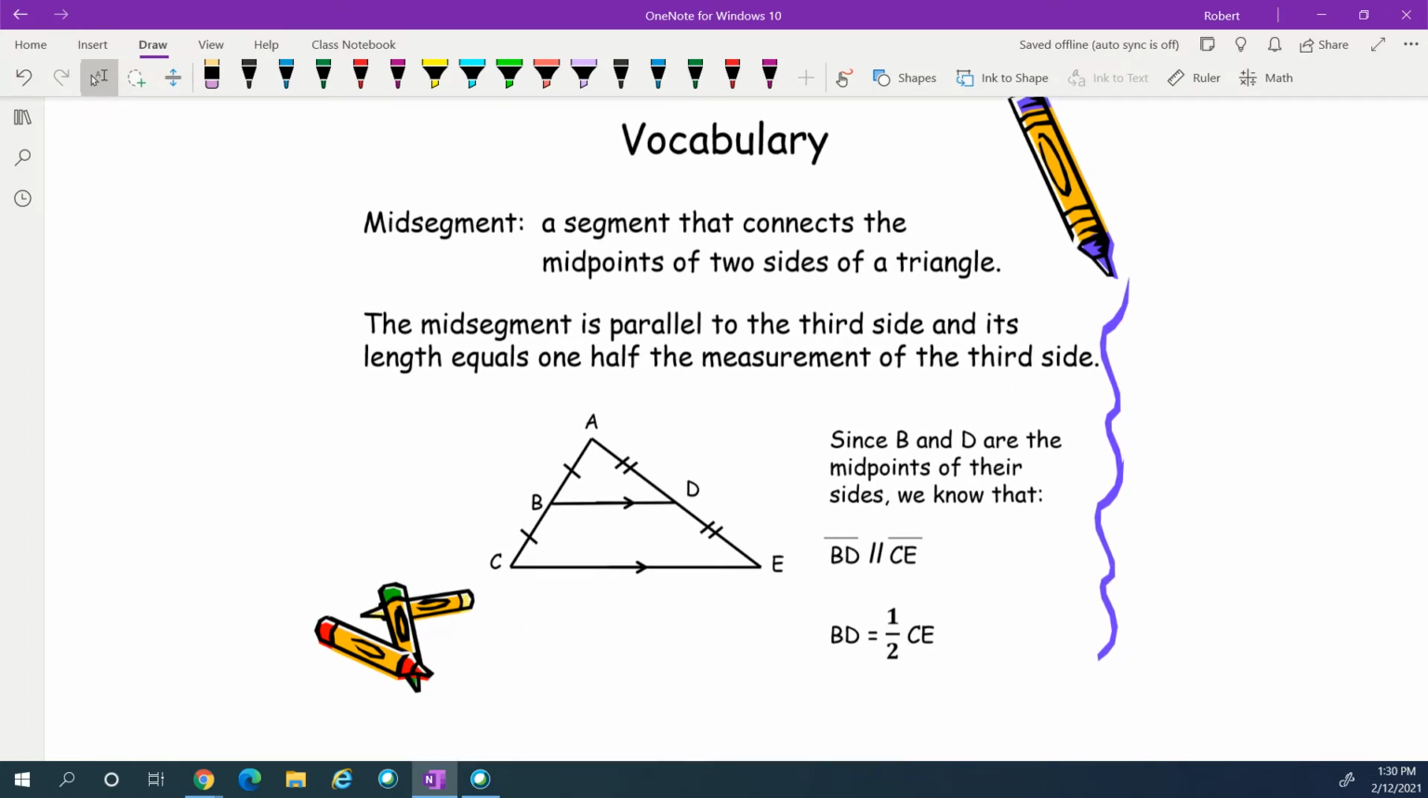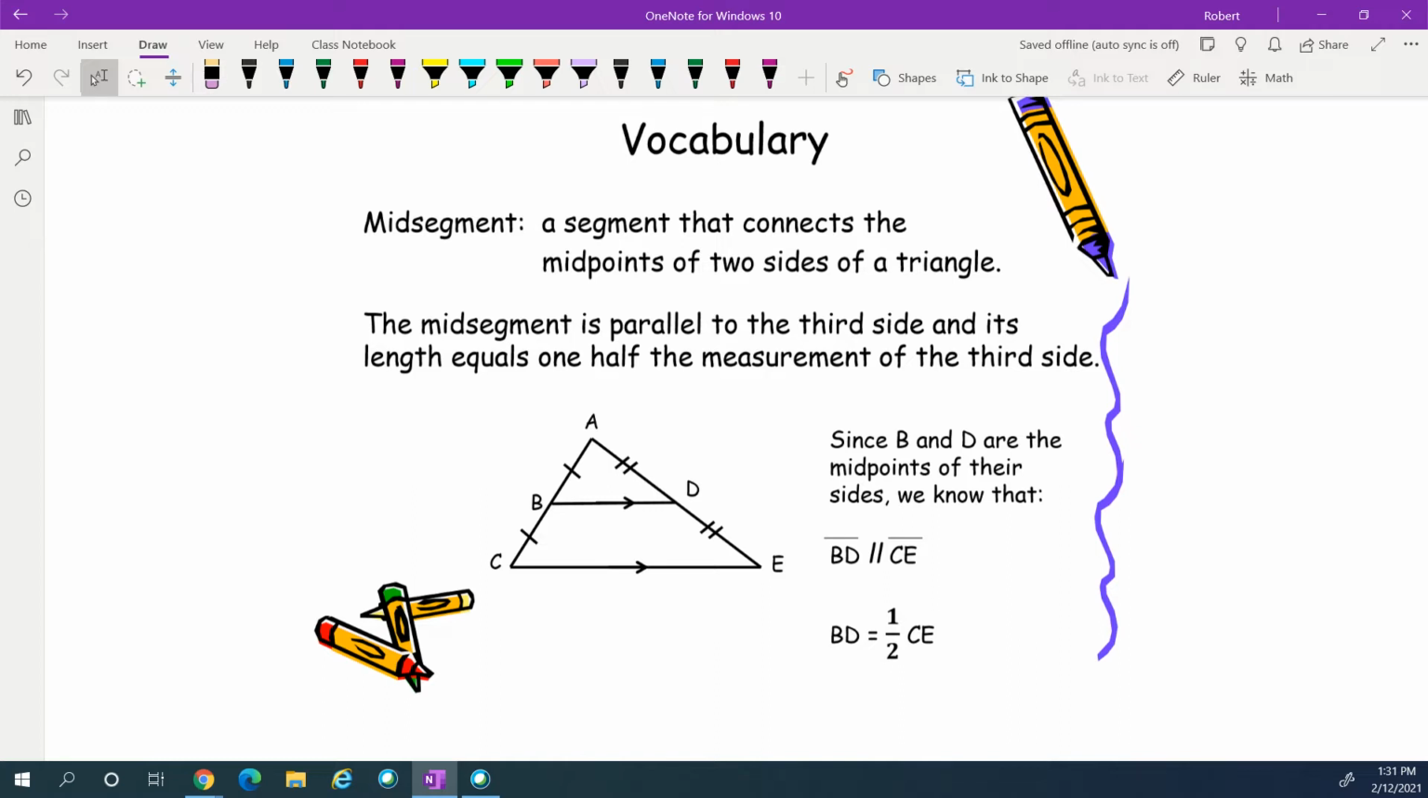And this is really pretty much the whole lesson right here on this slide. A mid-segment of a triangle is a segment that connects the midpoints of two sides of a triangle. So we can see in this picture that segment BD is the mid-segment, B is the midpoint of AC, D is the midpoint of AE. So again, a mid-segment connects the midpoints of two sides of the triangle. It is parallel to the third side, and its measurement is 1/2 of the third side.